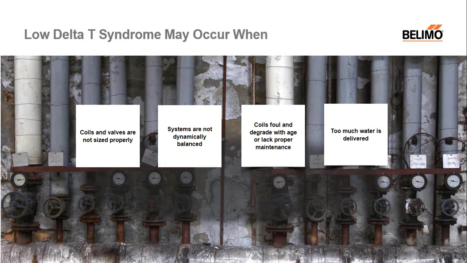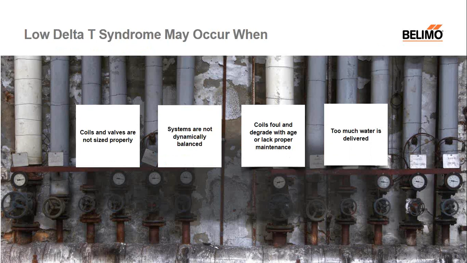So the valve is already essentially overflowing from day one of installation. Same thing with coils. Coils are typically oversized as well. There are typically safety factors built into coils, so the coils are inherently oversized as well. So overflowing valves and oversized coils are a symptom of low delta T syndrome.